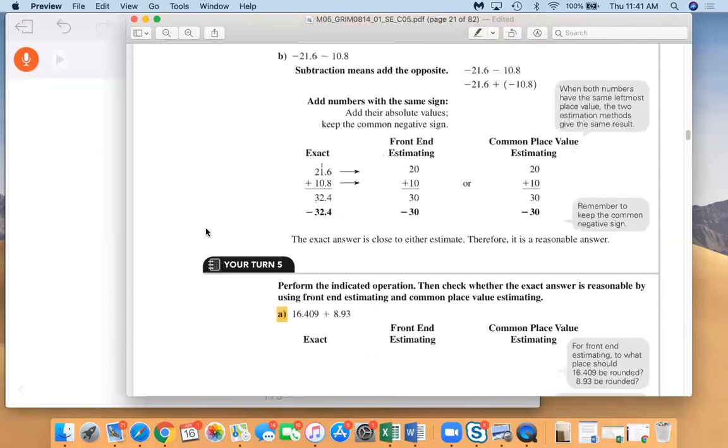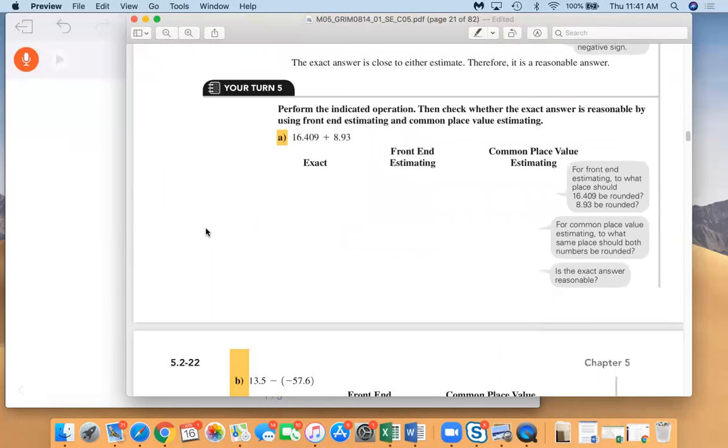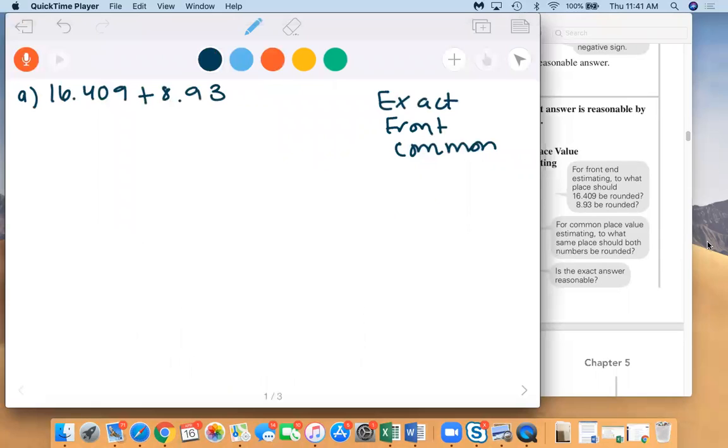All right, let's go down to your turn on page 21. Perform the indicated operation, then check whether the exact answer is reasonable by using front-end estimating and common place value estimating. So I'm going to write this problem down. A, we have 16.409 plus 8.93. First I'm going to write these down just so we don't lose track: exact, front, and common. Okay, so let's do the exact first.